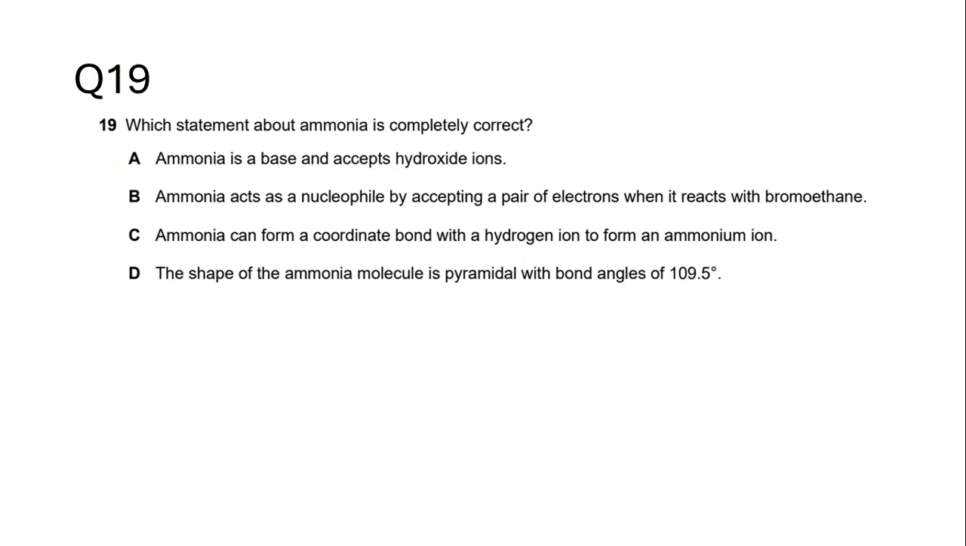Okay, second last question, Question 19. Which statement about ammonia is completely correct? Okay, let's look at it. Ammonia is a base, correct? Accepts hydroxide ion. Okay, no. A base should accept hydrogen ions, so A is not completely correct. B, ammonia acts as a nucleophile by accepting a pair of electrons when it reacts with bromoethane. Now, ammonia is a nucleophile, so it likes nuclei because it can donate a lone pair. You'll be able to donate a pair of electrons, not accept a pair of electrons.